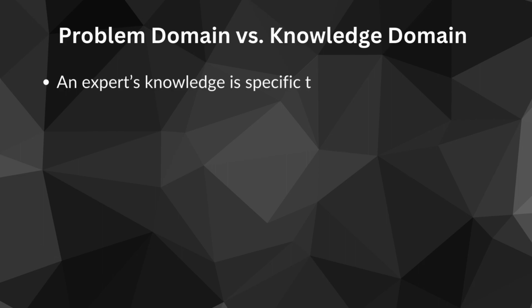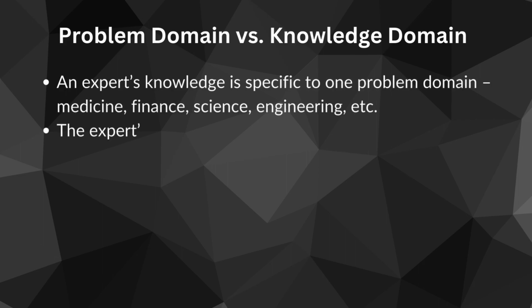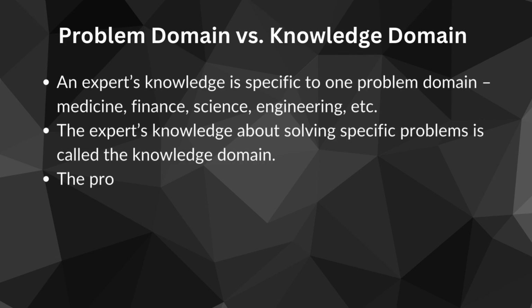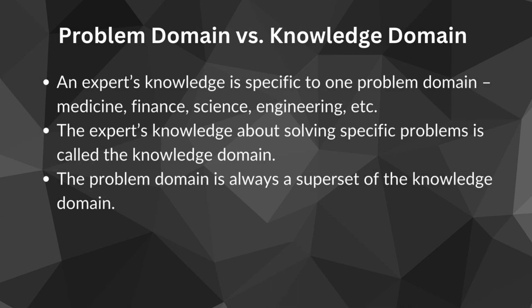Problem and knowledge domain relationship, as shown in the figure. The relationship between the problem domain and the knowledge domain is a fundamental aspect of expert systems. It defines how the expertise, information, and the rules stored in the knowledge domain are applied to solve problems within the problem domain. Let's explore this relationship in more detail.